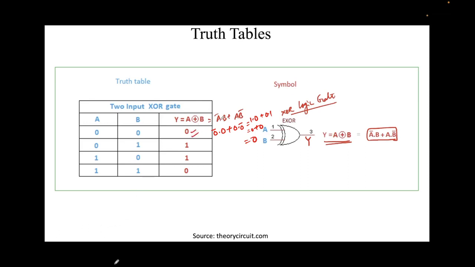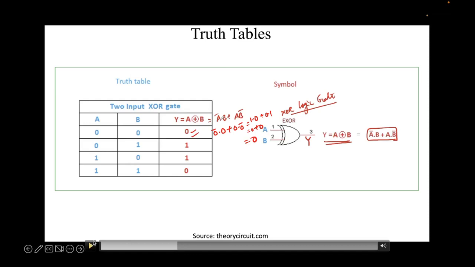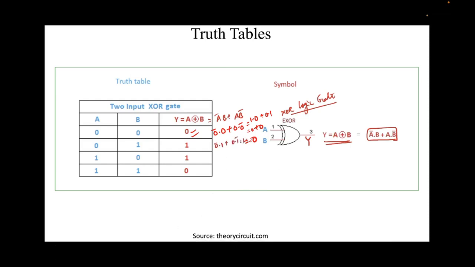Now I will go to the second row. So this is the first row I just did. It will be 0 bar times 1 plus, now we are looking at the second row, 0 times 1 bar. So that will be 1 times 1 plus 0 times 0. So it will come out to be 1, and we know this comes out to be 1.